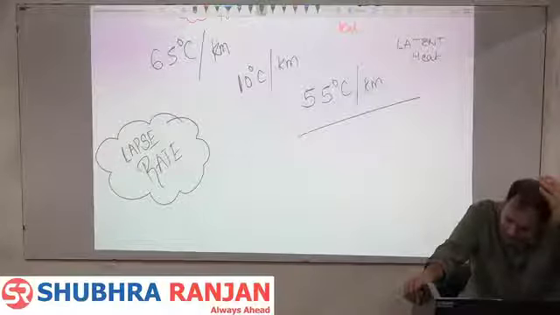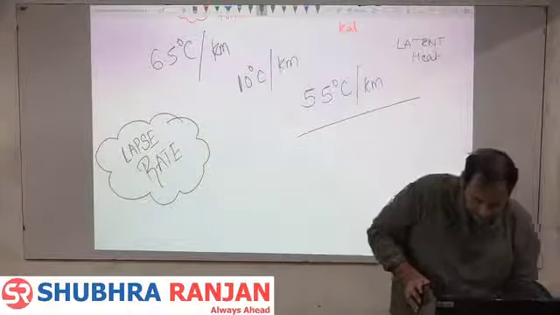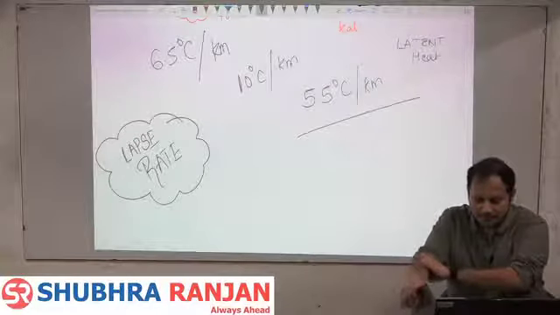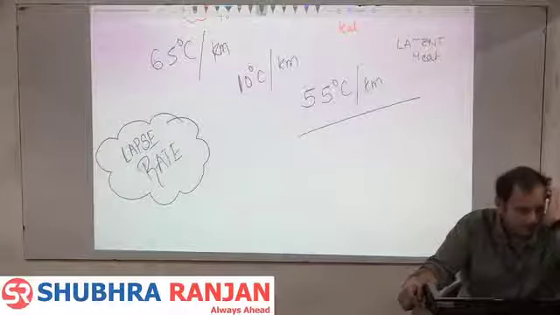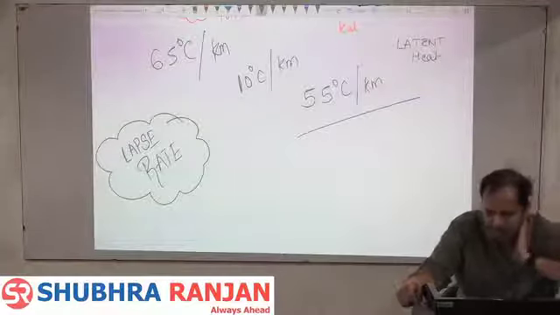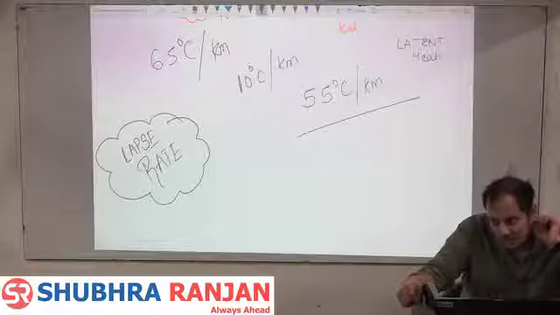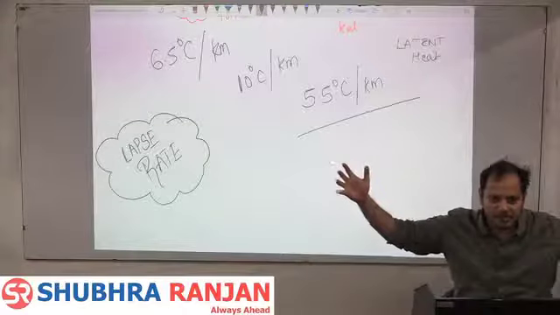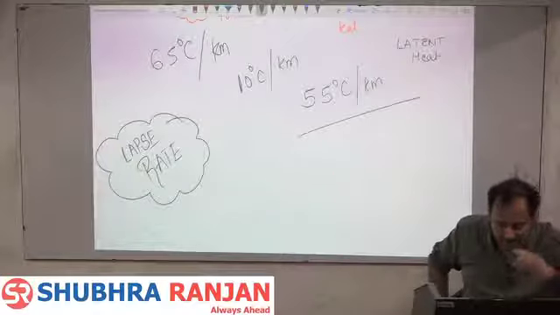When the air ascends, its volume increases, but density decreases. And therefore temperature decreases. Understanding this? Volume increases, density decreases, and therefore temperature decreases.